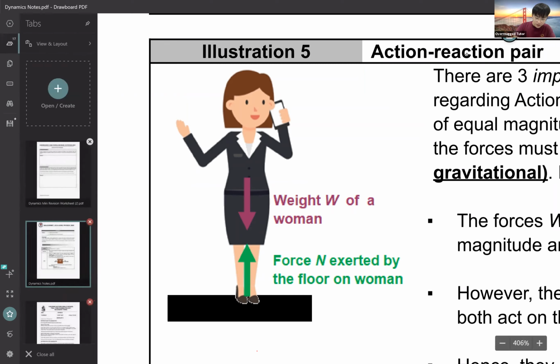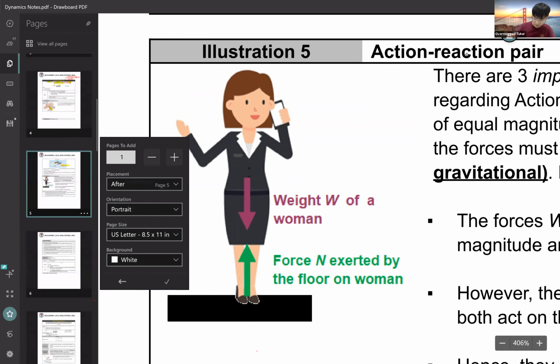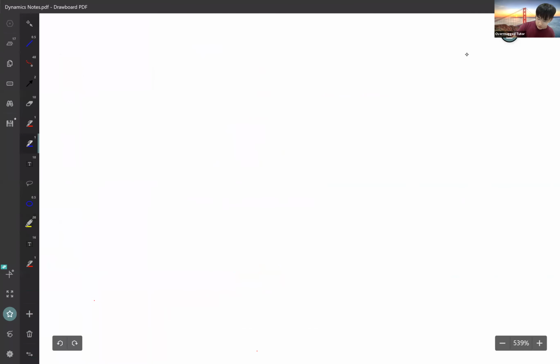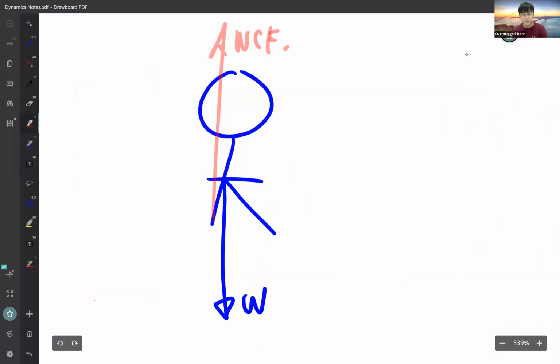Okay, I will draw out a little diagram for you. Give me a sec, I'll add in a page. Okay, awesome. So let's say this is the person in consideration, and this is the weight, and this is the normal contact force. They're supposed to be acting on the same line, but I just want to draw it separately so that y'all can see it a little clearer. These two are not action-reaction pairs.